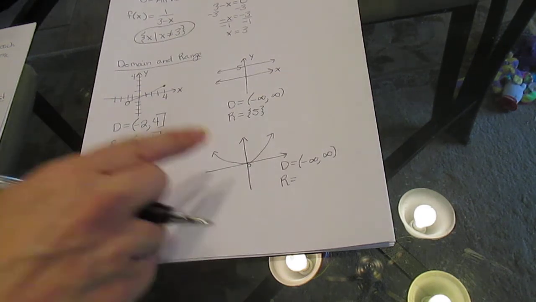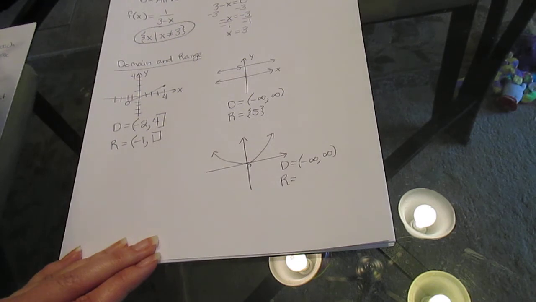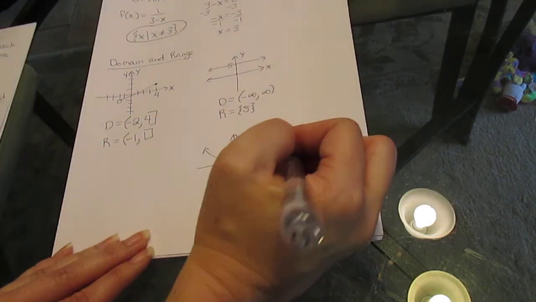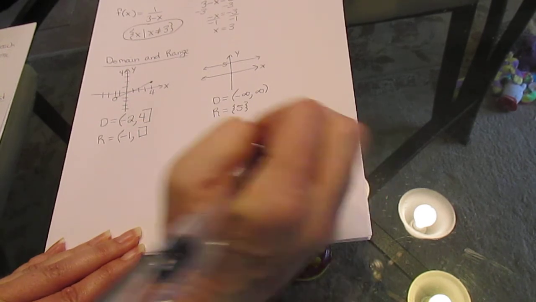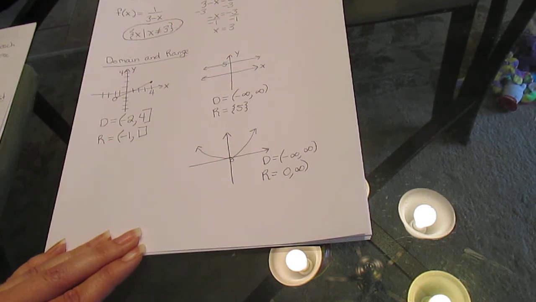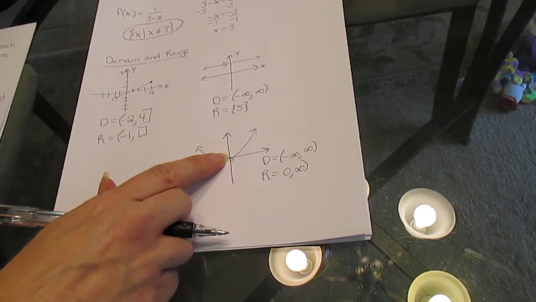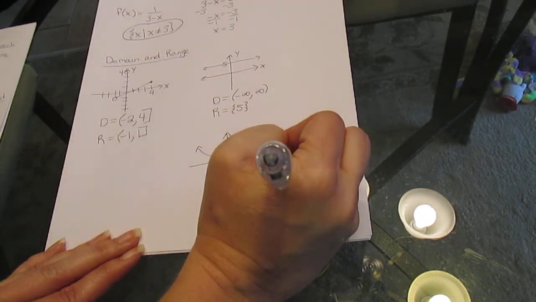The range, well, our lowest value is 0, and then we do go up to positive infinity. So we're going to start at 0, go to positive infinity. Notice I put parentheses whenever I put infinity. And then our 0, there's a solid line hitting that 0. That means it's included. So we'll put a bracket there.